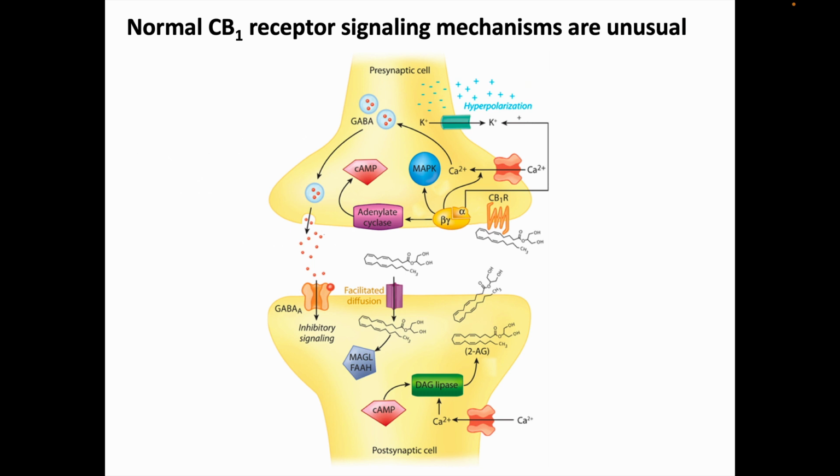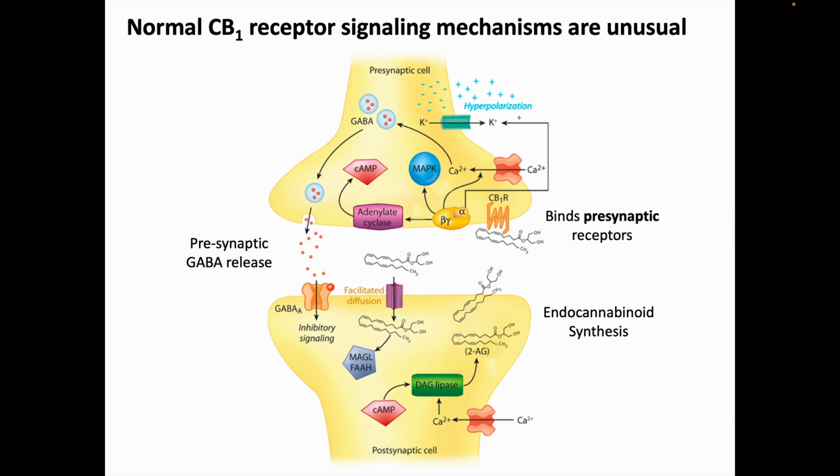The way the CB1 receptor works is unusual. For most neurotransmitter systems, the neurotransmitter is stored in vesicles in the presynaptic neuron, and it gets released into the synapse and then binds to a receptor on the postsynaptic neuron. For endogenous CB1 signaling, there will be a release of a different neurotransmitter from the presynaptic neuron, which induces endocannabinoid synthesis in the postsynaptic neuron.